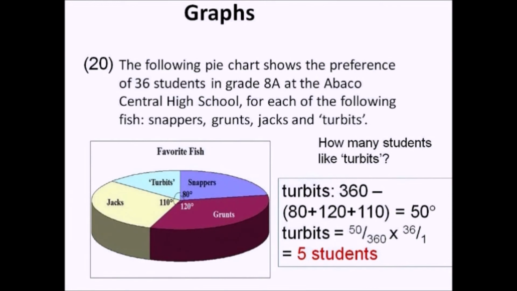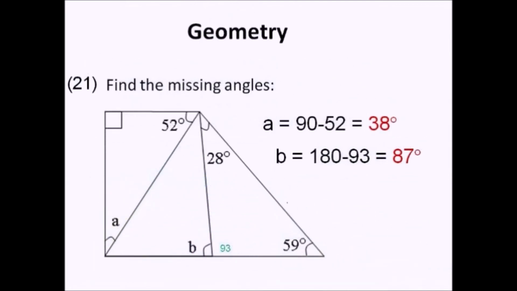Number 20. The turbits would be 360 minus, and add the 80, the 120, and the 110. And when you subtract that from 360, you get 50 degrees. So it's 50 over 360 times 36 over 1. 5 students for turbits, guys. 5 students for the queen triggerfish. Hope you got that one correct. Remember, for a circle, you're dealing with 360 degrees. That's why you put 50 over the 360.